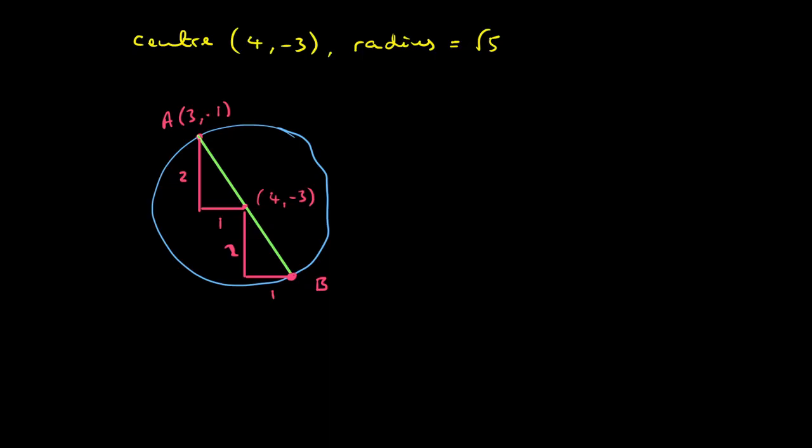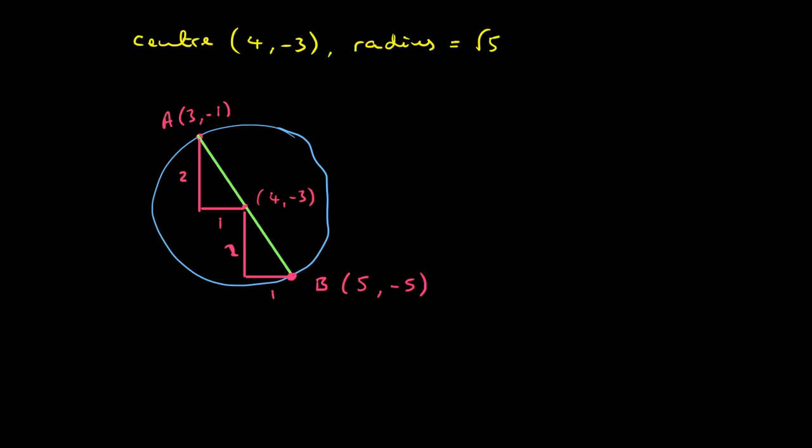So if I go down 2 from -3, I'm going to go down to the y coordinate -5. And if I go across 1, I'm going to go from 4 plus 1 to 5. Okay, so that's thinking about it visually. But of course, we could do it with the midpoint as well, and we can verify. I'm going to take the midpoint of A and B. So 3 plus 5 is 8, divided by 2 gives me 4. And -1 plus -5 is -6, divided by 2 gives me -3.